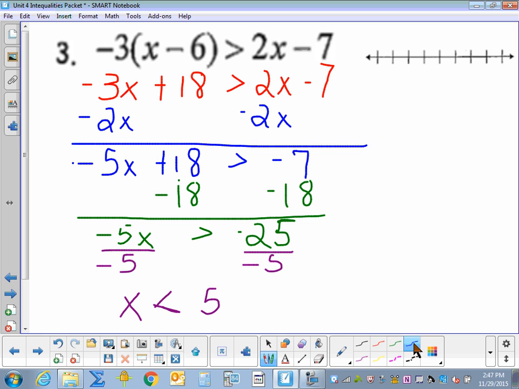So to graph it, we just go and write a 5 on our number line. It's an open dot because it's not equal to, and it's going to the left, since it's less than.